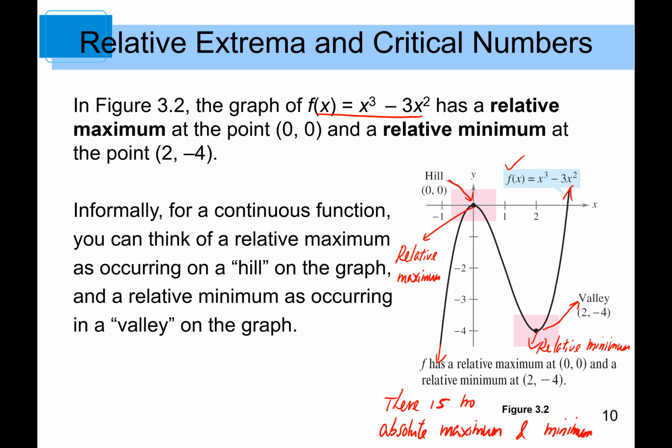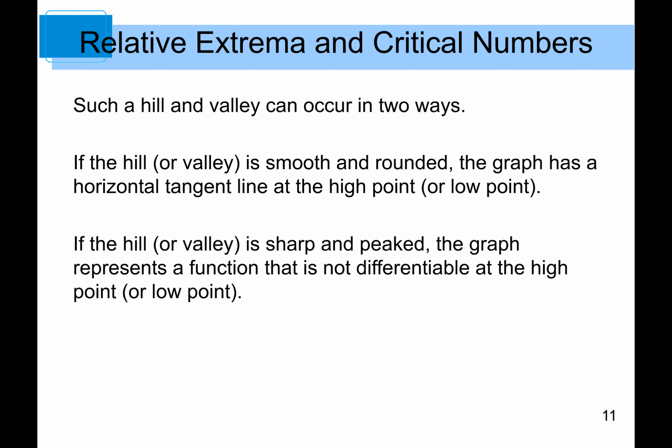So informally, for a continuous function, you can think of a relative maximum as occurring on a hill on a graph. Whenever you have a hill-shaped graph, you have a relative maximum, and a relative minimum occurs in a valley on a graph. So whenever you see a valley, then you have a relative minimum. Such a hill or valley could occur in two ways.